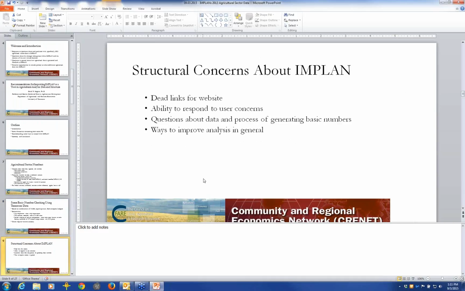Okay, there's also been some structural concerns about IMPLAN. I think this will be addressed later as well, but there are still issues like when you're in the software and you click on the help links, they're dead. Some questions maybe about responsiveness to our concerns as users. Of course, we've had this whole debate about the data and the process of generating numbers that we covered here. And then just ways to improve the analysis in general.